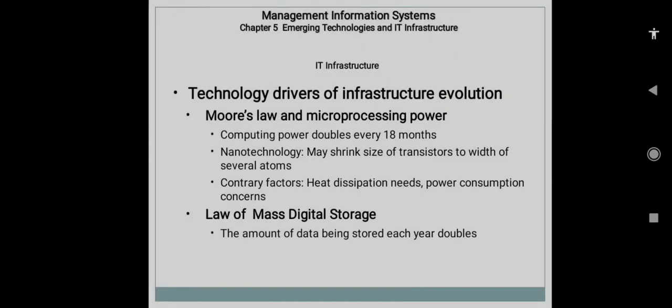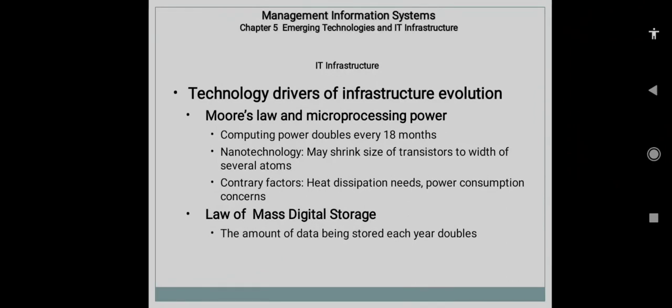Technology drivers of infrastructure evolution. Moore's law and microprocessing power: computing power doubles every 18 months. Nanotechnology may shrink the size of transistors to the width of several atoms. Contrary factors are heat dissipation needs and power consumption concerns. Law of mass digital storage: the amount of data being stored each year doubles.